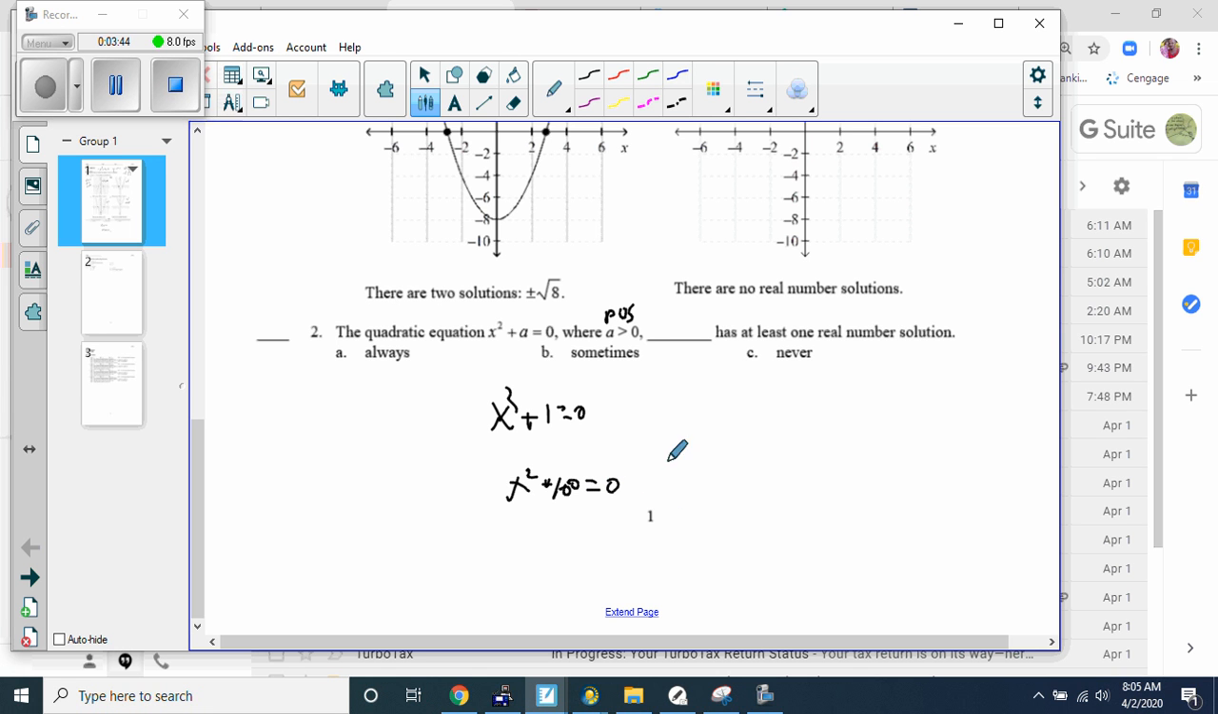Well, you can see that when I bring this over to the other side, I'm going to get x squared equals negative 1, and on this one I'm going to get x squared equals negative 100. If I solve either one of these by taking the square root of both sides, I'm taking the square root of a negative number. So this will be no solution. So this never will have a solution when a is a positive number.